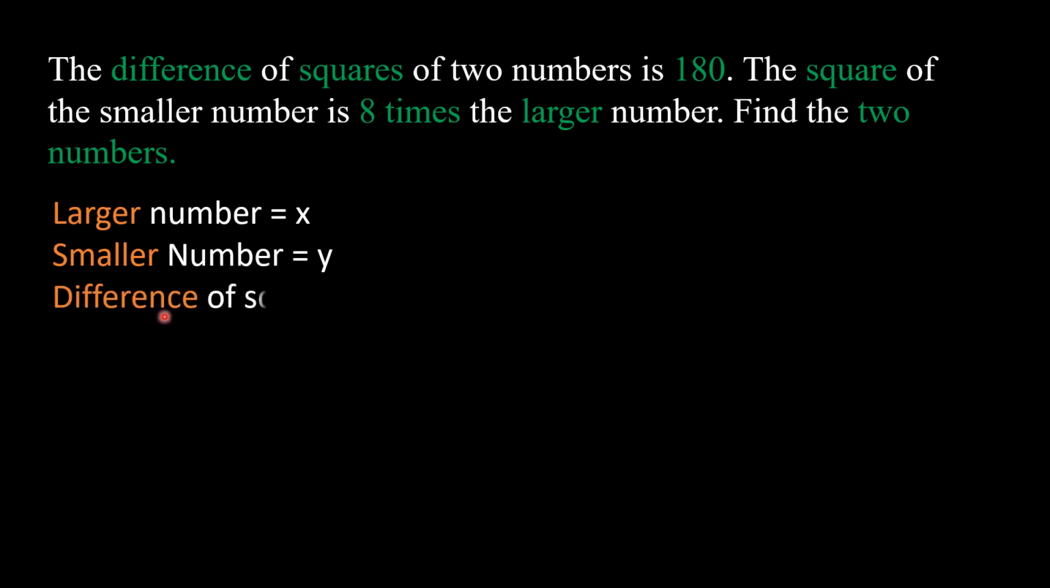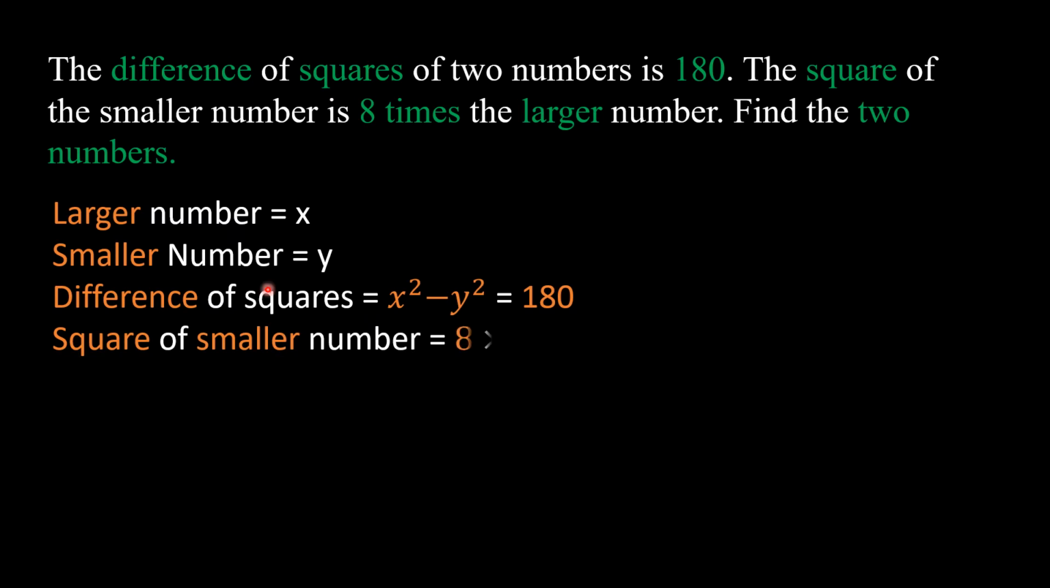And the difference of their squares will be x squared minus y squared, which is given to be 180. In the next condition, they have said square of smaller number, which is this, is 8 times the larger number. So we can write square of smaller number, that is y squared, equals 8 times the larger number. 8 times x, as x is the larger number.